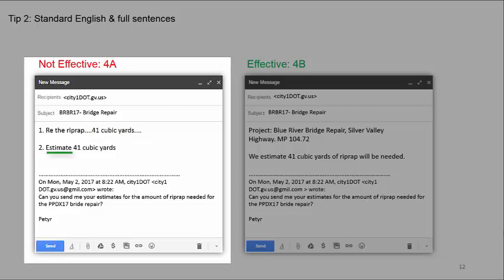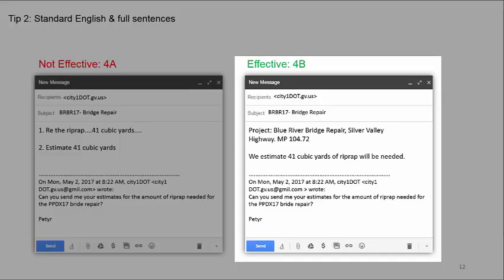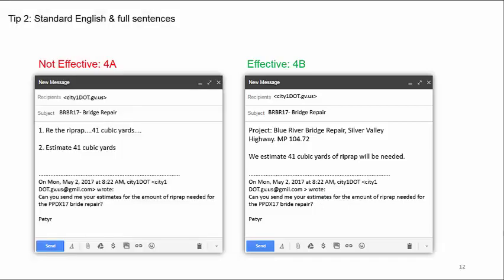Line 2 makes clear that this is an estimate, but the recipient will likely now wonder, for 1 cubic yards of what? The effective example names the project and then expresses a complete idea by using a complete sentence. It explicitly states that this is an estimate of riprap. Even if the original question is copied below the email, the recipient will appreciate the full information in an easy-to-see place. Some organizations have a policy of stating the complete project name and location at the beginning of any email message. Other organizations do not have that policy but name the project in the message.